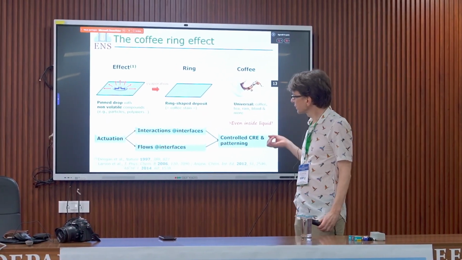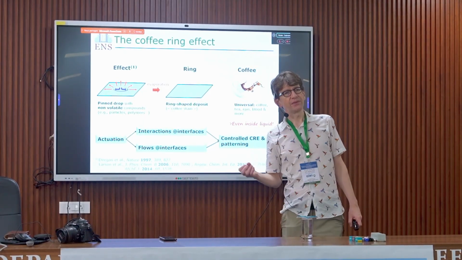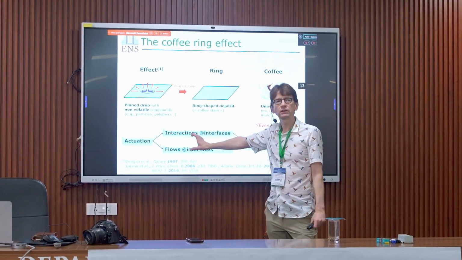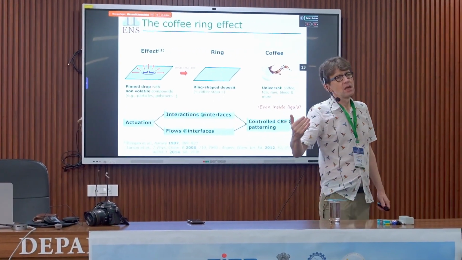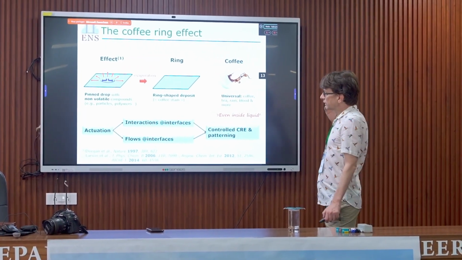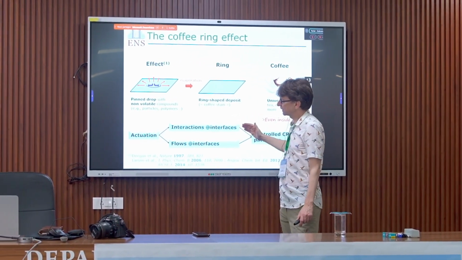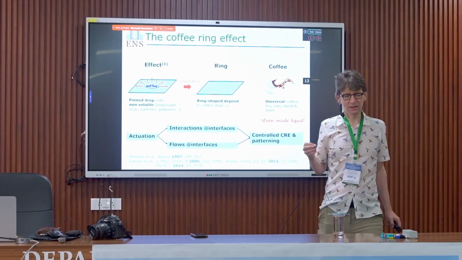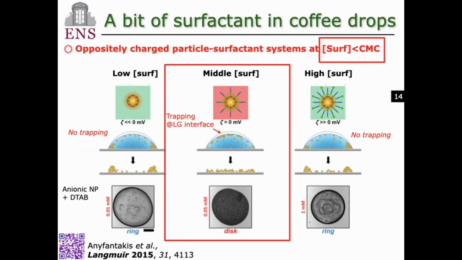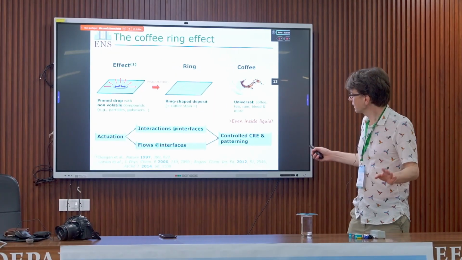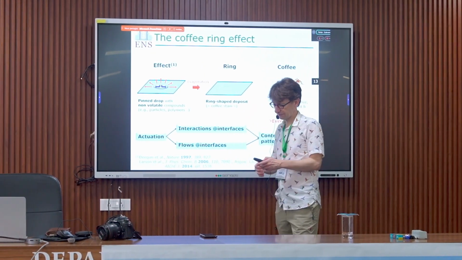And what I want to show, again, is that interfaces are probably the best way to control this process, because at interfaces many things happen. So I would like to show you that by controlling interactions at interfaces, or flows at interfaces, you can have really quite interesting control of the coffee-ring effect. We made this discovery some 10 years ago now. We'll start by considering interactions at interfaces.